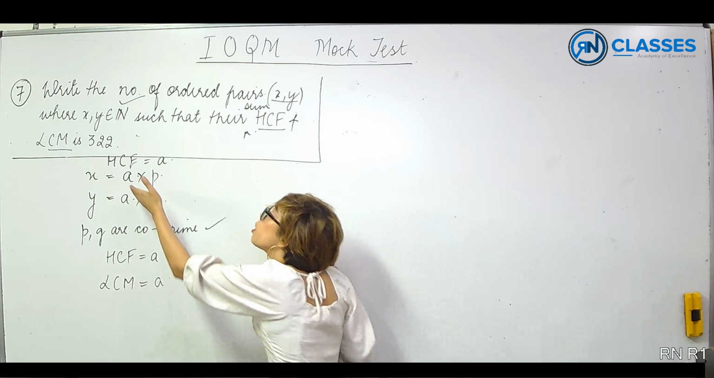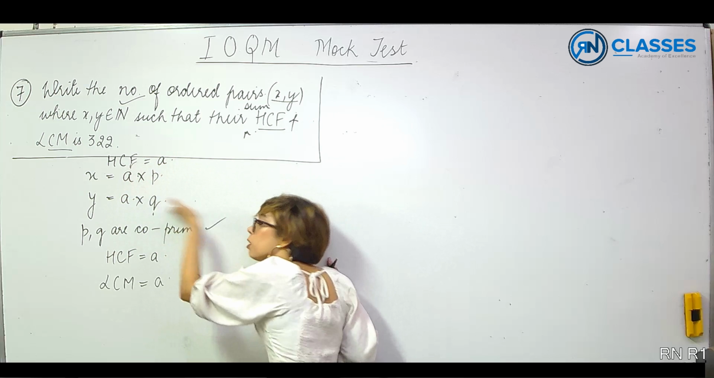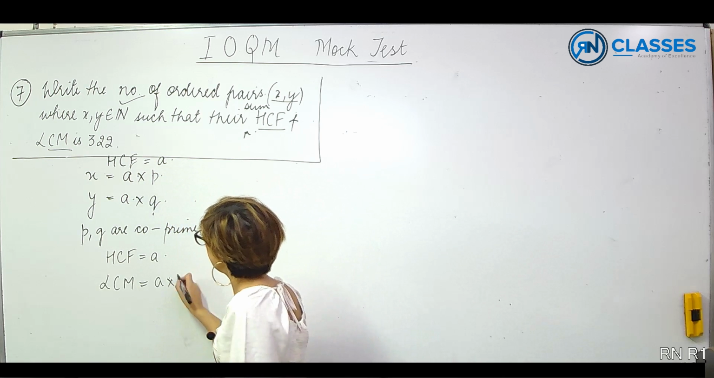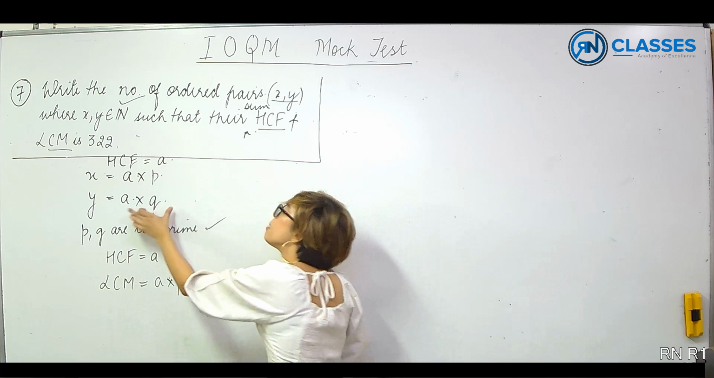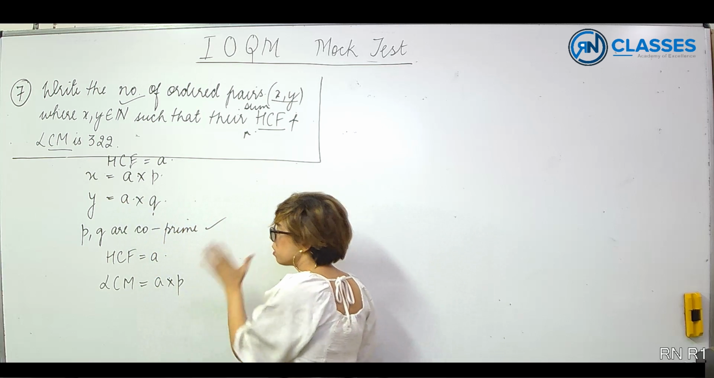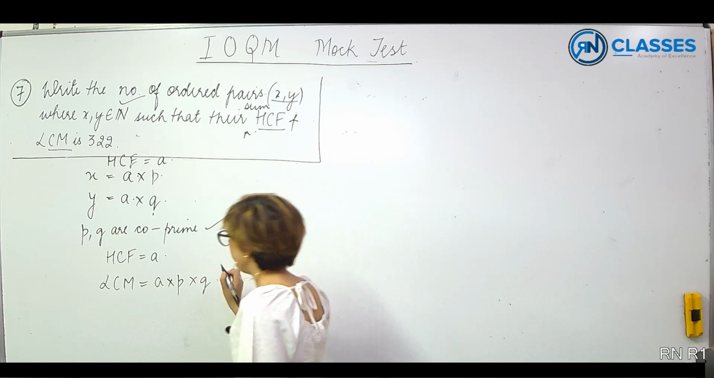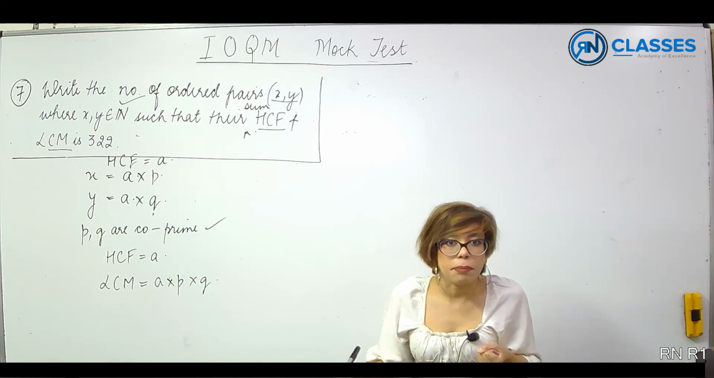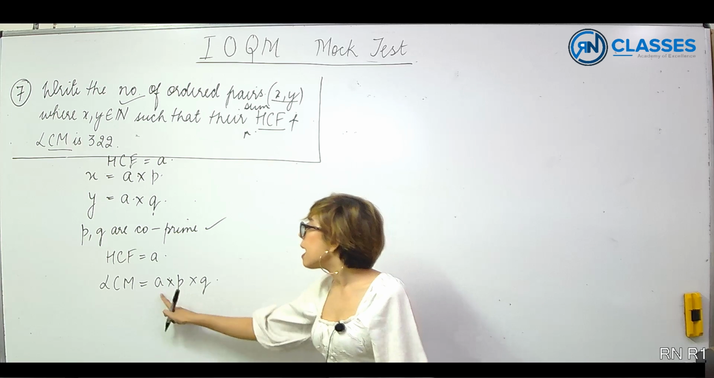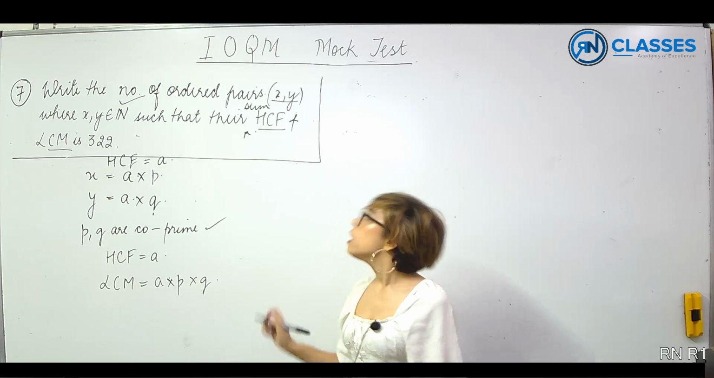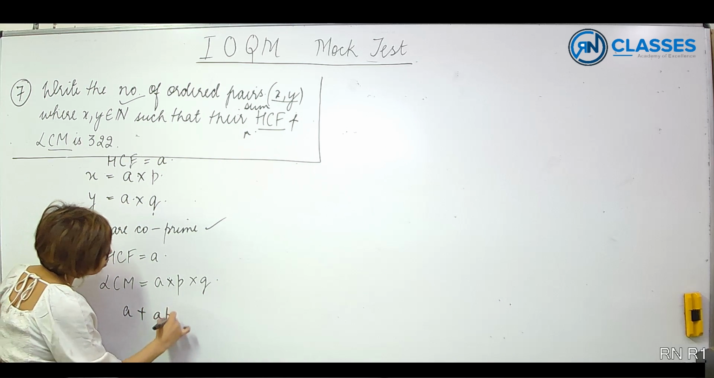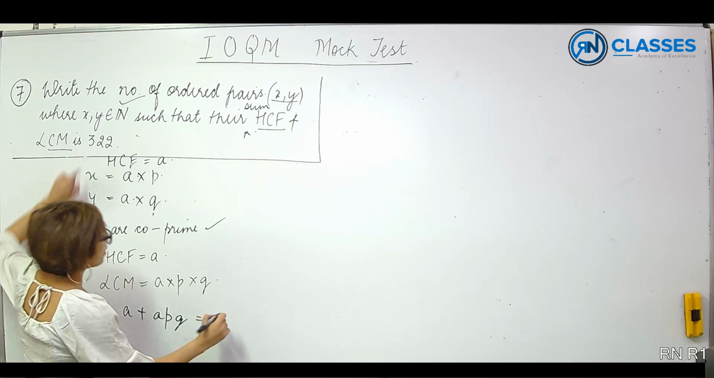Because it has to be a multiple of this, it has to be a multiple of this. If it is a multiple of this, that means P has to be there. Similarly, Q has to be there because I'm talking about the multiple of this one. This is the least that I have to do in order to get the common multiple. That is why the LCM is APQ. Now, he says sum. So, that means A plus APQ. This turns out to be 322.